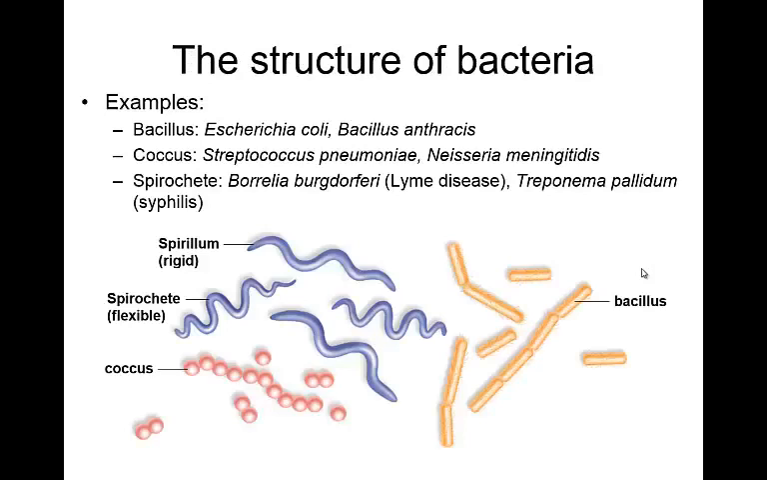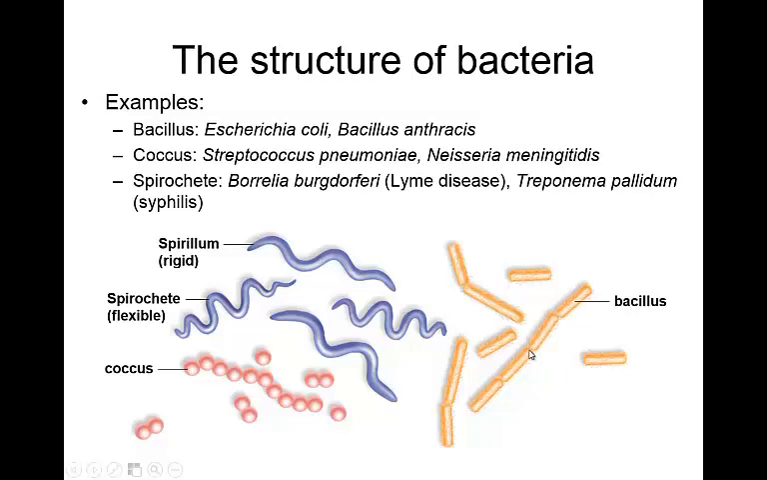So let's talk a little bit more about these prokaryotic cells. The two main types of prokaryotic cells are going to be bacteria and archaea. For our purposes, we are primarily only going to be talking about bacteria. So there are three main shapes that bacteria can take, and here are some examples of those. So bacteria can be a rod shape, sort of an elongated oval shape. This is known as bacillus.